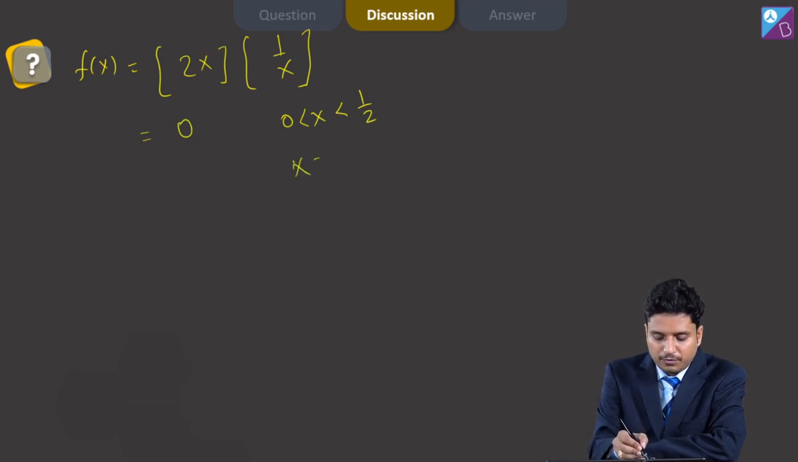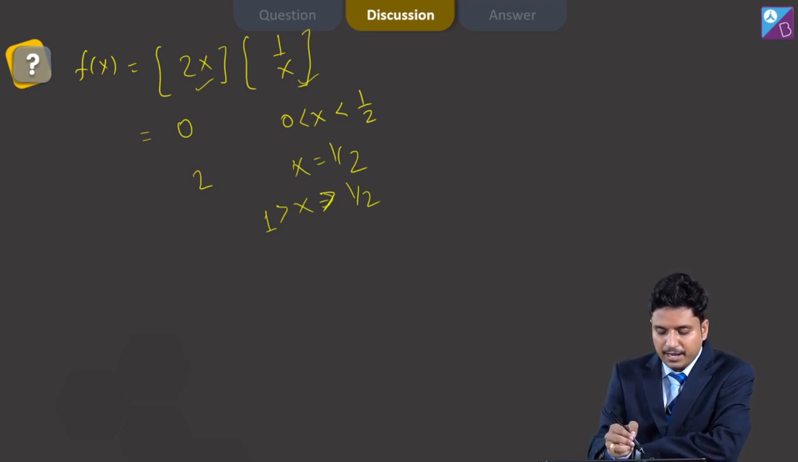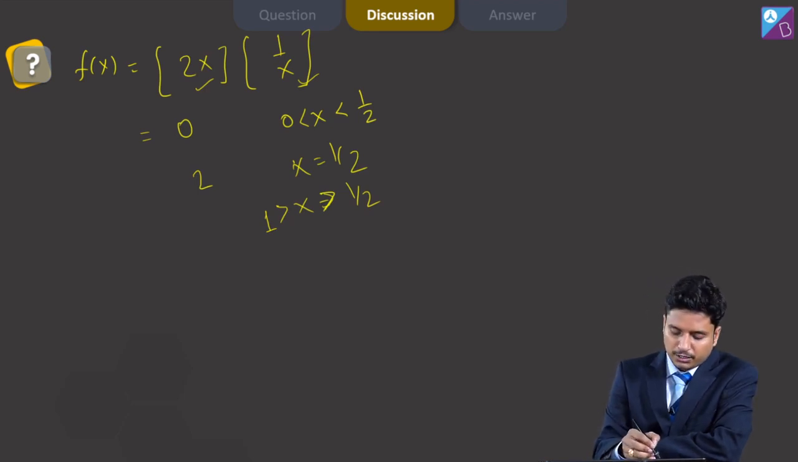Similarly, if you go for x equal to half, the first part will be 1 and the second will be 2, so the answer will be 2. For x greater than 1 by 2 and less than 1, what will be the situation? For 2x it will be from 1 to 2, so the integer part of 2x is 1, and 1 by x will also vary between 1 and 2, so the integer part will again be 1, so the answer will be 1 for this interval.